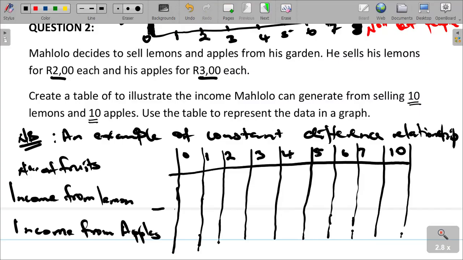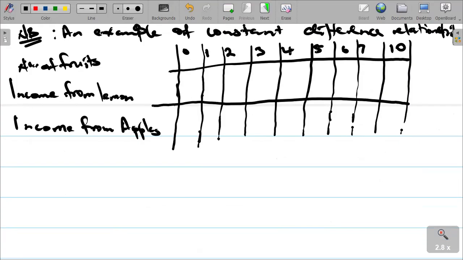So we can change and check on that. So that is our table there. What is needed here is to say that each lemon is sold for 2 rand. So the income from selling lemons is equal to the number of lemons multiplied by what? Multiplied by the cost per lemon.